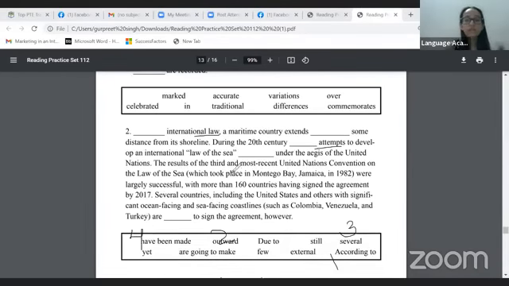And then they say the results of the third and most recent United Nations Convention on the Law of Sea were largely successful, with more than 160 countries having signed the agreement by 2017. Several countries, including US and other sea-facing coastlines, are dashed to sign the agreement. However, so however means opposite. So previous countries have already signed means these countries are yet to sign. Yet means still left to sign.